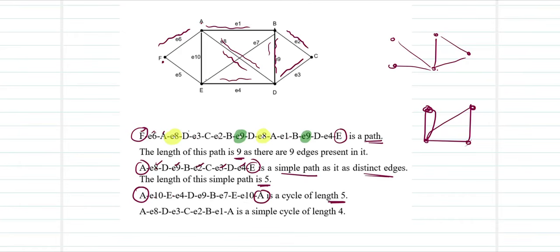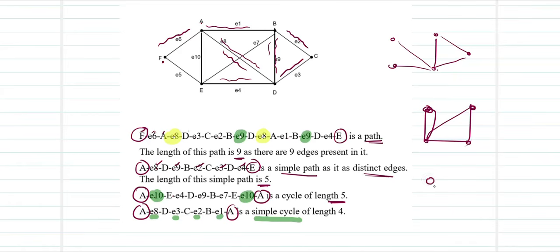We also notice that the edge E10 over here has been traveled twice. So this is not a simple cycle. So what is meant by a simple cycle? Where every edge is going to be distinct. You begin in a vertex and you end in the same vertex.